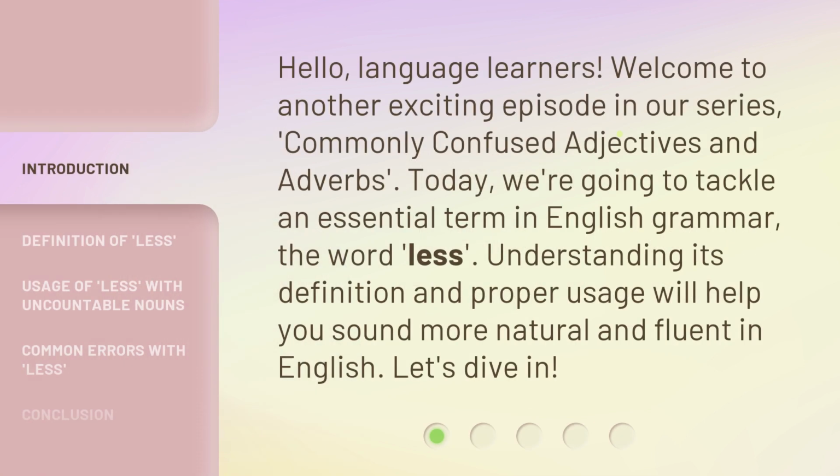Hello, language learners. Welcome to another exciting episode in our series, Commonly Confused Adjectives and Adverbs. Today, we're going to tackle an essential term in English grammar, the word less. Understanding its definition and proper usage will help you sound more natural and fluent in English. Let's dive in.